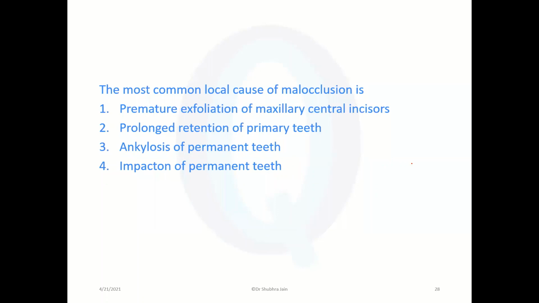Still, crowding can occur if eruption is late also. Eruption is late, crowding can occur. Yes. So, what is the most common local cause of malocclusion? Yeah, the first thing that I talked about in this lecture was this only. No, not like local cause. So first thing is premature exfoliation of maxillary centrals. Yeah, this is the name of the doctor.